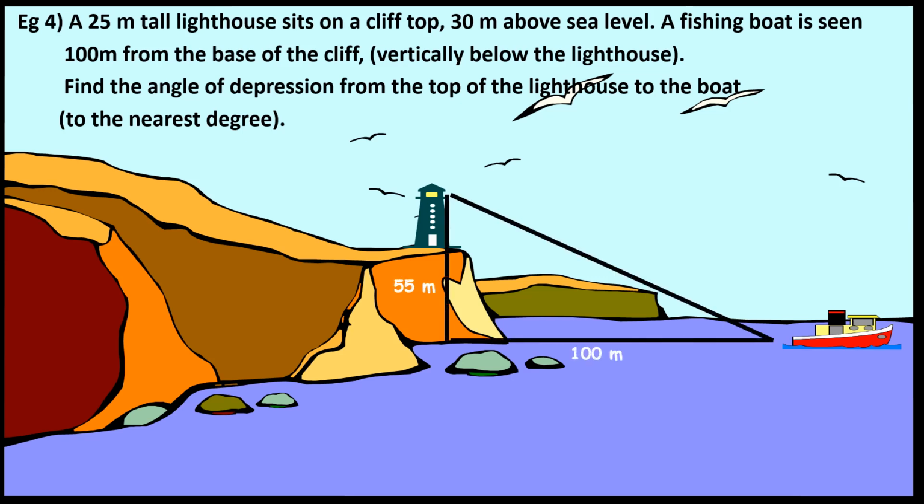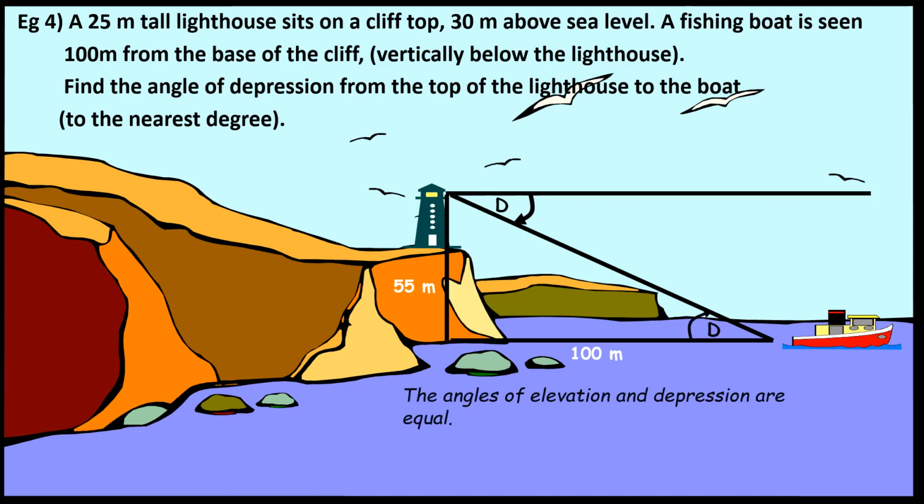You'll notice I have a distance of 55 meters. That's because the lighthouse is 25 meters and the cliff is 30. So if I add the two together, I get 55 meters, and the boat is 100 meters from the base of the cliff. And we need to calculate the angle of depression. But you'll remember from the first slide that the angle of depression is actually equal to the angle of elevation. They are alternate angles. So if I can calculate the angle inside my triangle, it will be exactly the same as the angle of depression.